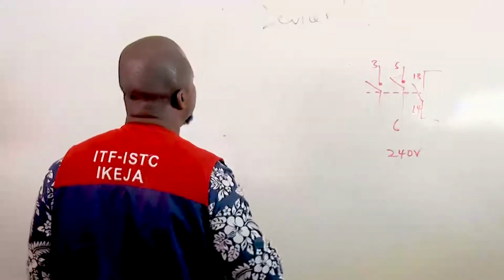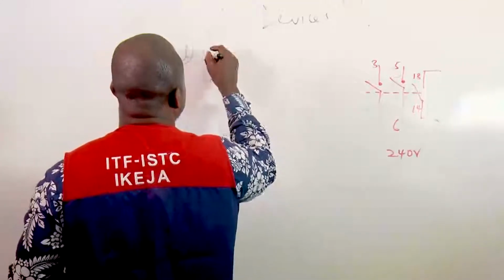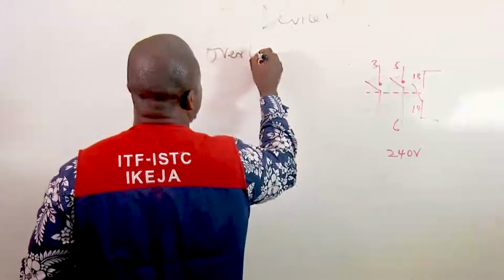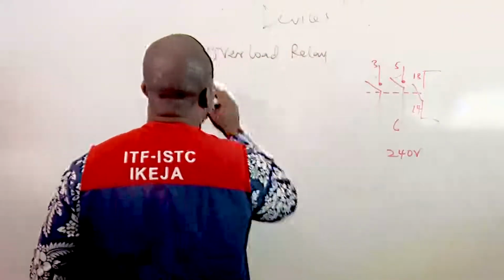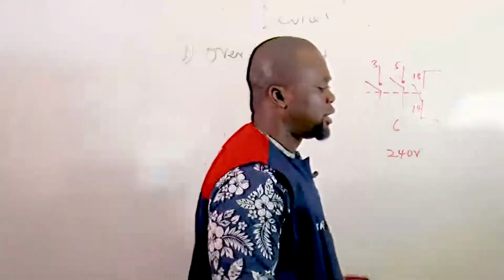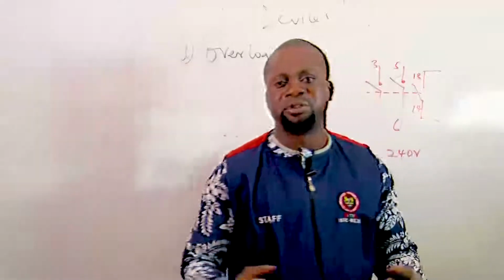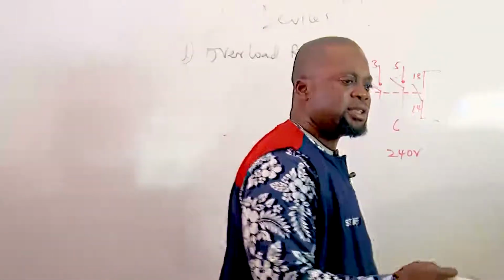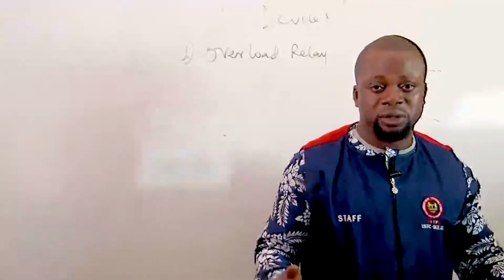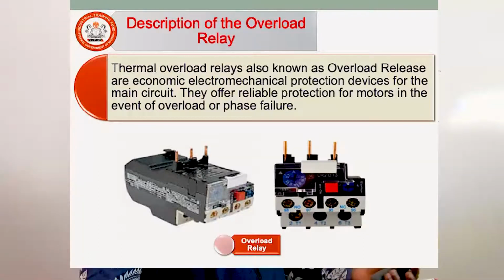What is this overload relay? That is the fourth type. In some materials, they refer to it as a protective device, because it's the most sensitive component in an electrical circuit. Overload relay, I said, is the most sensitive component. In some materials, they also refer to it as overload release.